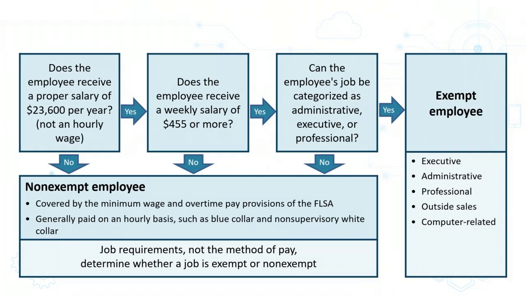Certain positions may be exempt from one or all of the FLSA requirements: minimum wage, overtime, or child labor. For example, police officers and firefighters employed by small departments of fewer than 5 employees are exempt from overtime requirements, but not exempt from the minimum wage requirement. On the other hand, newspaper delivery jobs are exempt from the minimum wage, overtime, and child labor requirements.